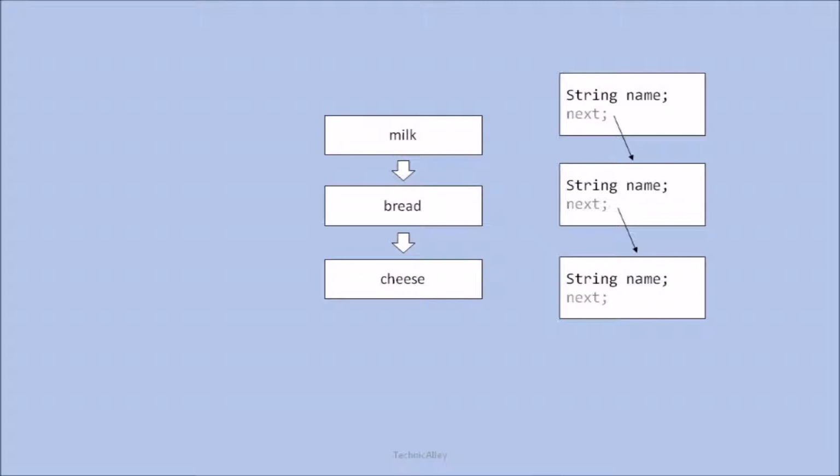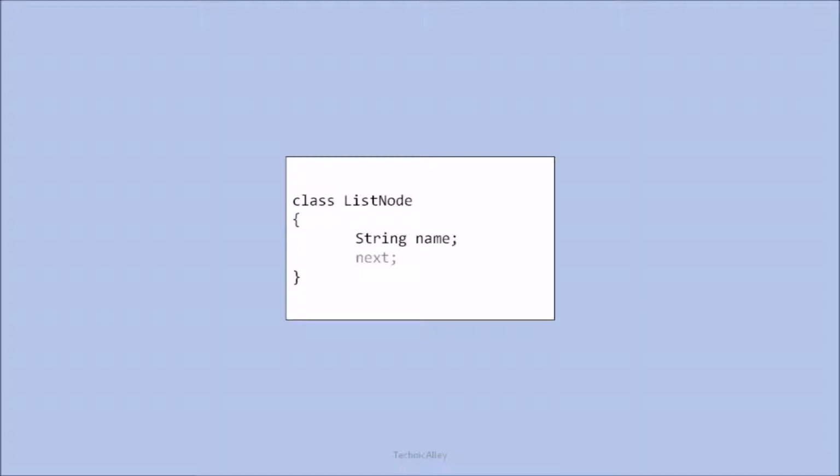Okie dokie, so let's put it all in code, starting with the base class for individual items. We'll call it a list node. We've already established that it needs to have a name, string name, and that it knows what comes afterwards. And because all elements are of the same type, just with different names assigned, the next property is the same type as our list node, in which case it looks like this.